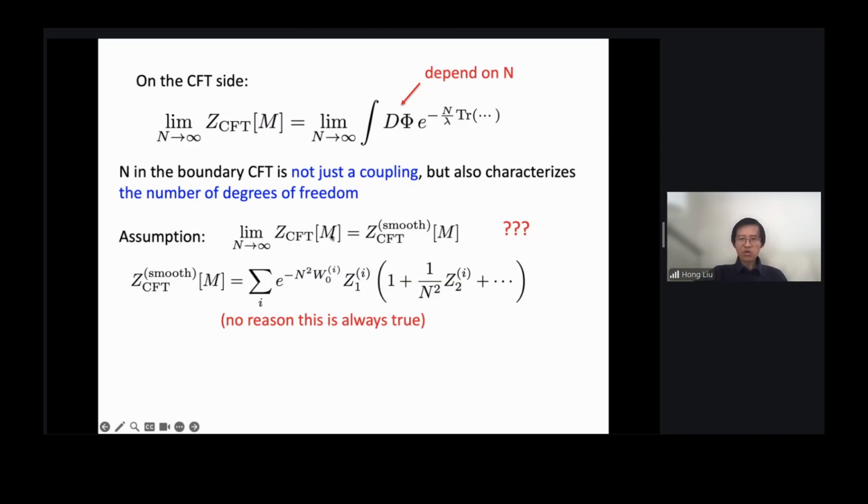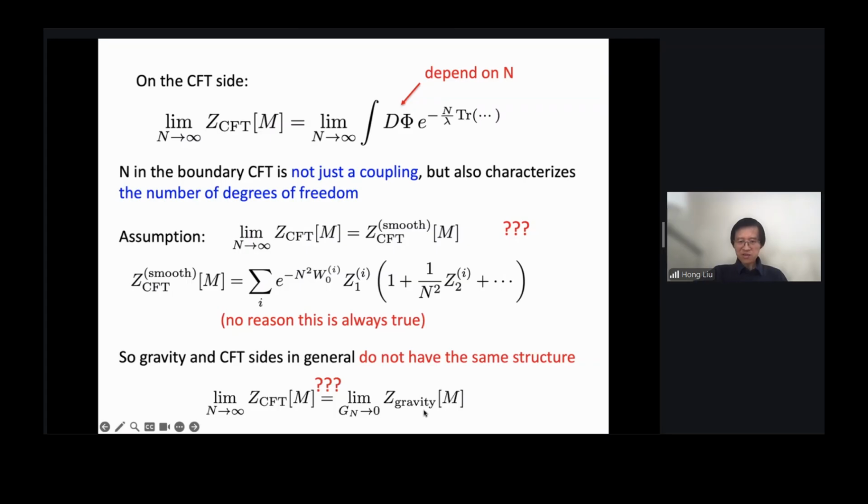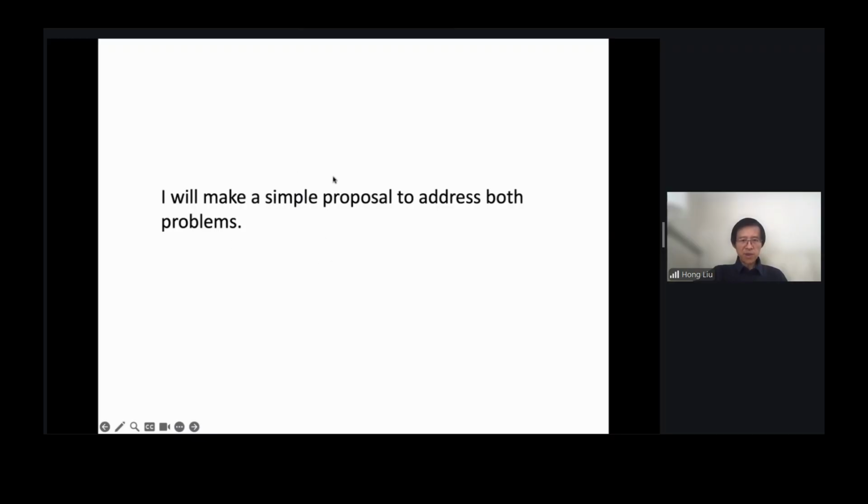So the question is: what would be the most general structure on the CFT side? It's not obvious this will always be true. If this is not the case, then the gravity side and the CFT side don't have the same structure. The gravity side is always expressed in terms of a trans-series, but on the CFT side there's no reason it should be expressed in terms of a trans-series like this. If the CFT side can be expressed as a trans-series, then it depends on n smoothly. So this is another problem, which I call the erratic n problem.